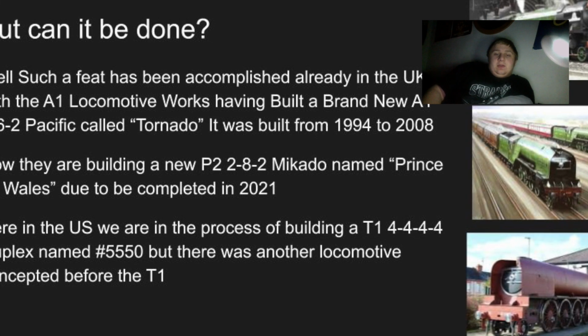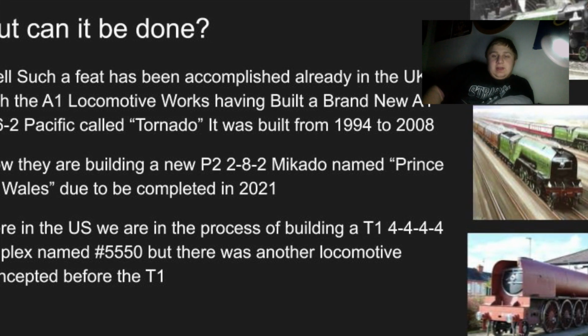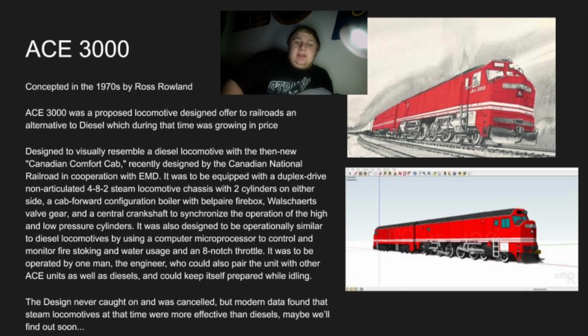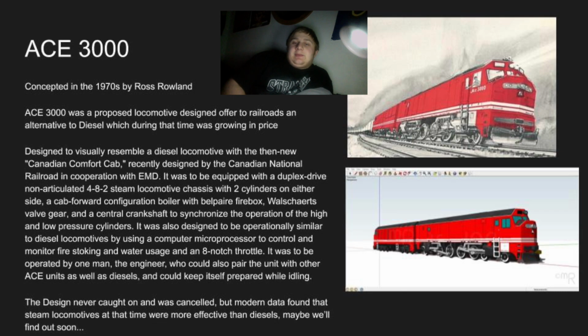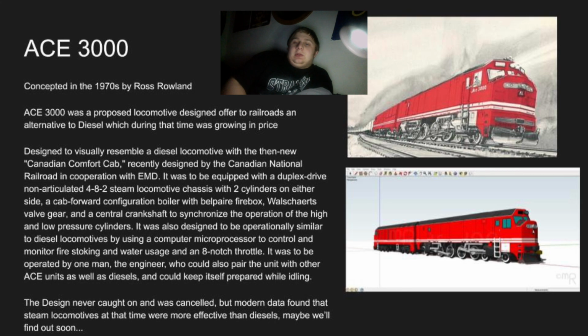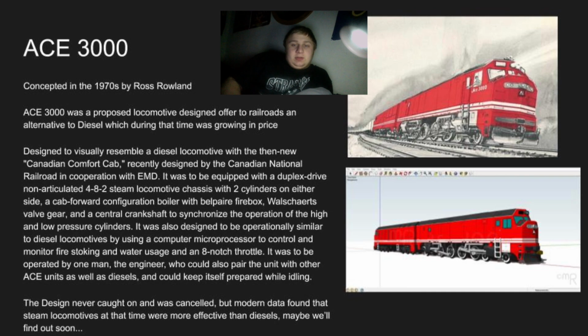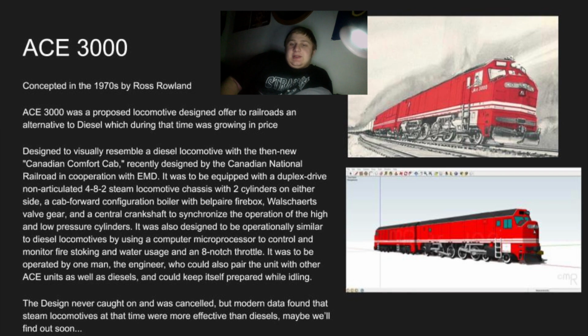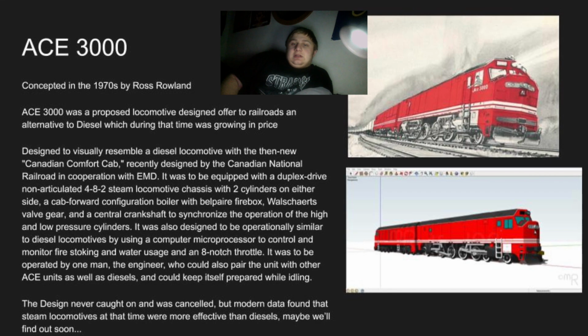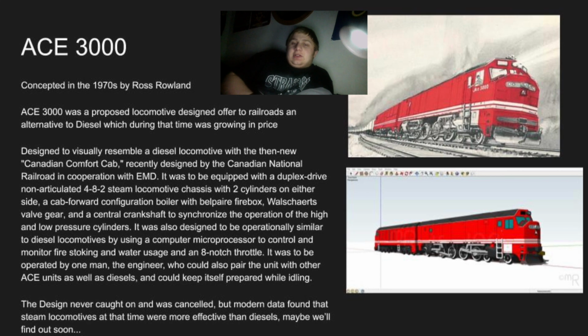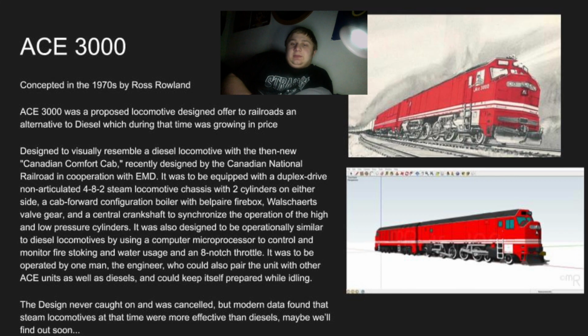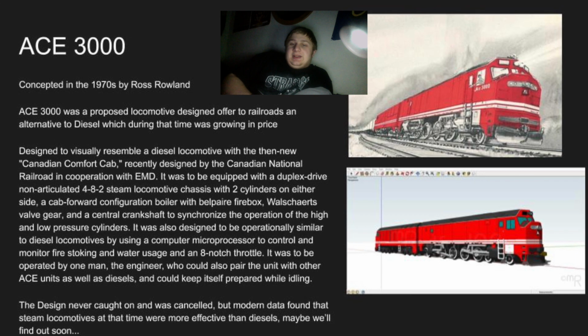But we have something very impressive, which is 5550. But there was another locomotive that came before it, and it was for corporate use. This is the Ace 3000. It's a concept locomotive. It was actually made in the 70s by Ross Rowland, and it was made in a very competitive time. It was made during a time when diesel fuel and oil was getting very expensive, and so companies were looking for ways to drop that cost. The Ace 3000 was designed to be an alternative to diesel. Steam overtakes it, and it visually resembles a diesel, but it is not a diesel in any circumstance.